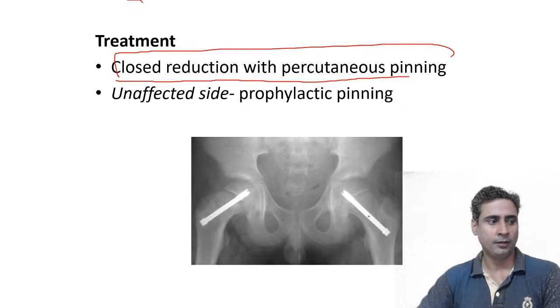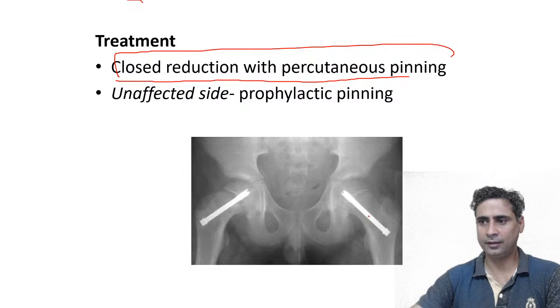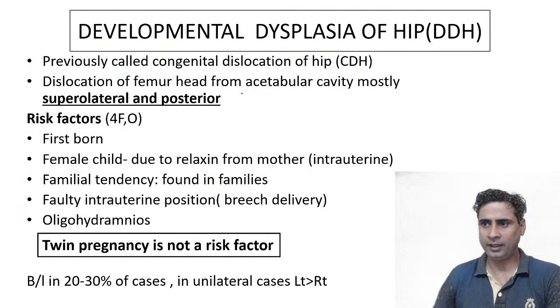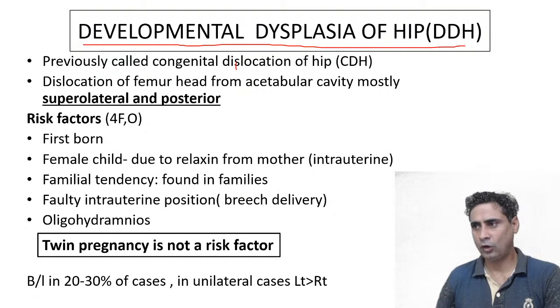This was about slipped capital femoral epiphysis. Now the next pediatric disorder which we are going to discuss here is developmental dysplasia of the hip.